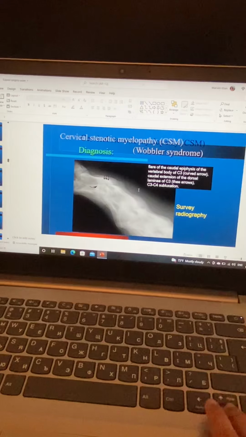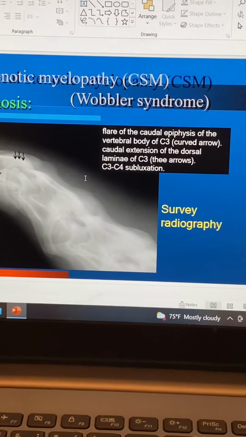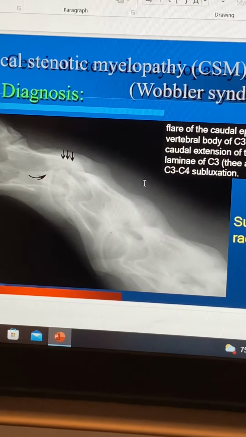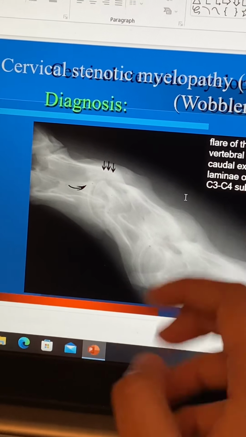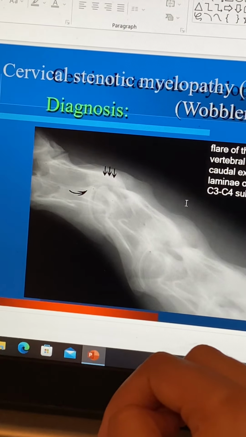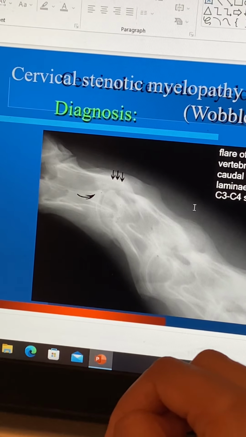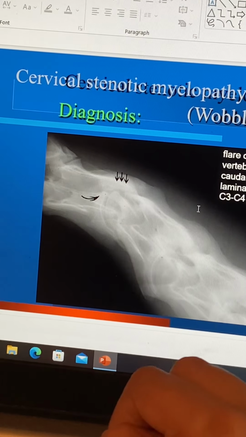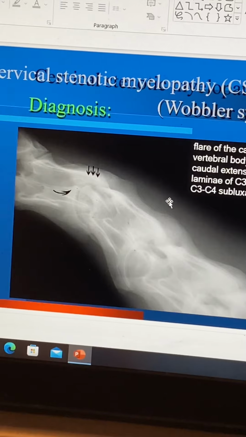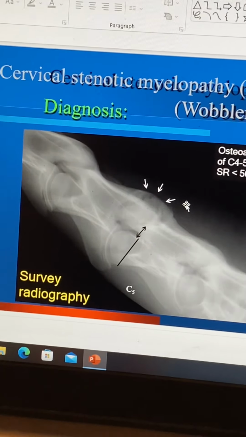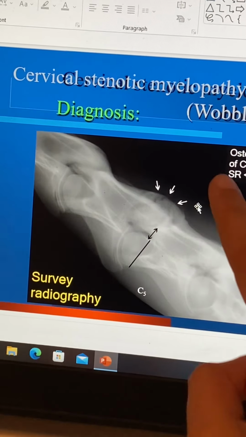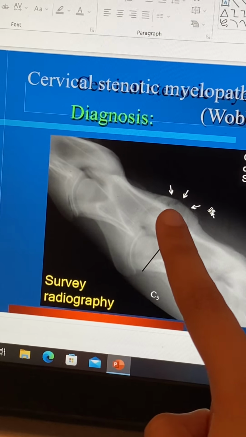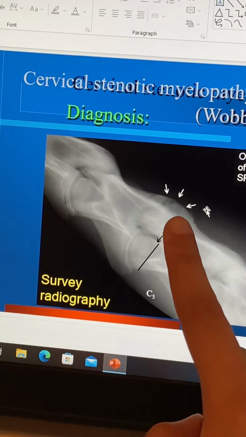That's it, basically. This shows you what a flare of the caudal epiphysis of the vertebral body of C3 looks like. You also have caudal extension of the laminae of C3, and that's what the 3 arrows are showing. You also have C3, C4 subluxation. Here you can see osteoarthritis of the articular processes, that's what the white arrows are showing. So you can see bone there that isn't supposed to be there, and inflammation.